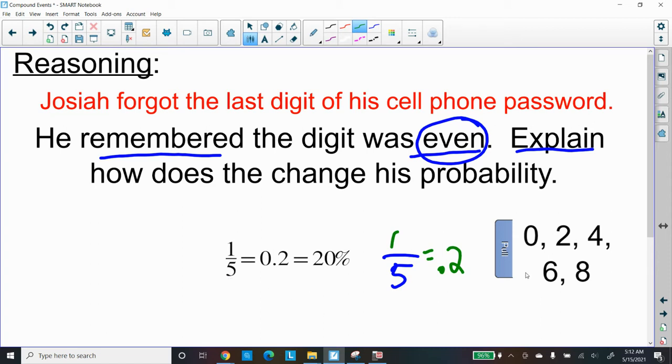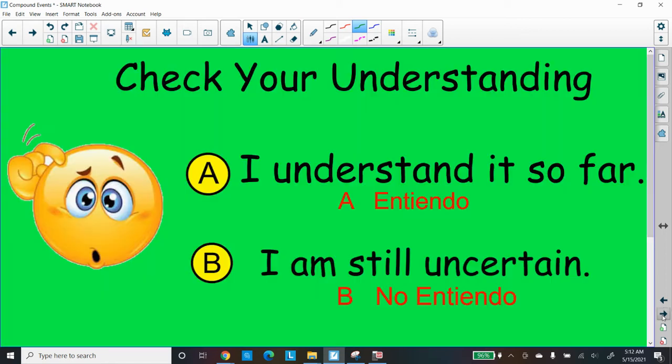And the reason why is because he remembered that the number could be even. So he doesn't have to worry about the odd numbers. He's not going to pick those. And remember, you don't want to get locked out of your phone. So be careful, Josiah, when you select. I hope you understand what's going on so far. If you're not sure, rewatch the video and write down your questions.